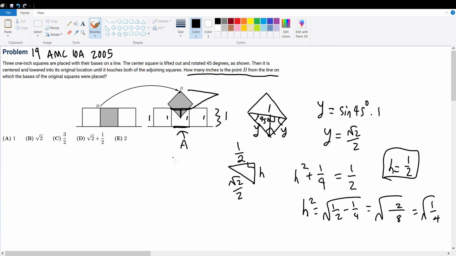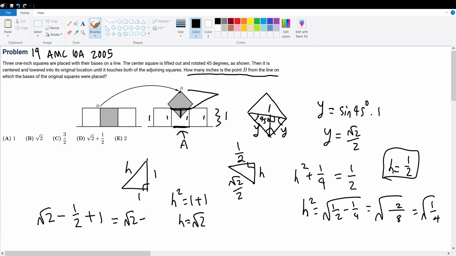Now, what is the diagonal of the square? Well, the diagonal can be found by the Pythagorean theorem with the bases being 1. With d being the hypotenuse, d squared will be equal to 1 plus 1, so d is equal to root 2. So this little height will be equal to root 2 minus 1 over 2. And from this, we can add it to 1, which is equal to root 2 plus a half, meaning that the distance from B to the base A will be choice D, root 2 plus half.